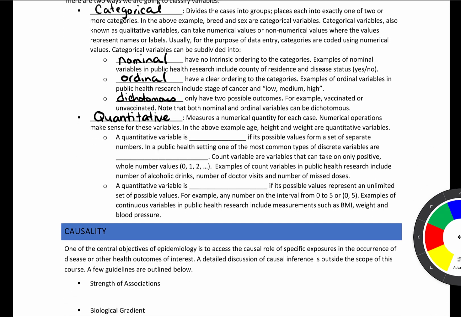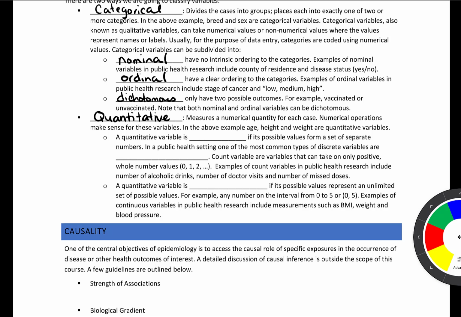Now for quantitative variables, we're also going to break them into 2 different types. Again, quantitative variables measure a numeric quantity for each case, and numeric operations make sense for these variables. So be careful here. If we ask a subject their zip code, it is numeric, but it doesn't make sense to talk about average zip code or maximum zip code. So even though we record zip code as numbers, it really is a category.